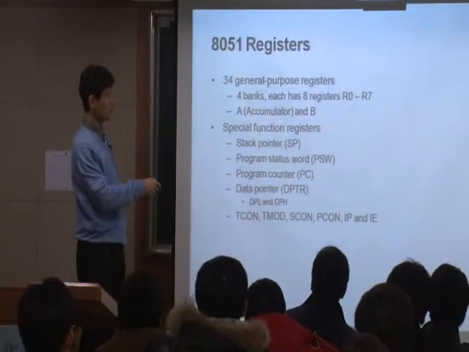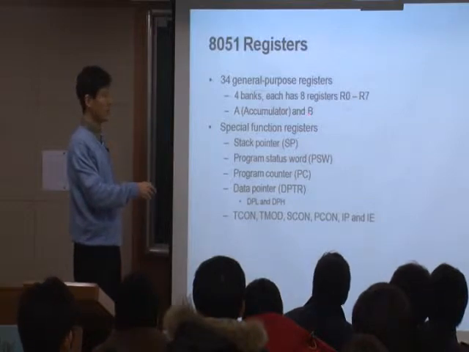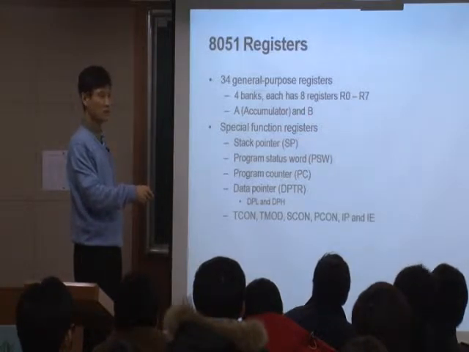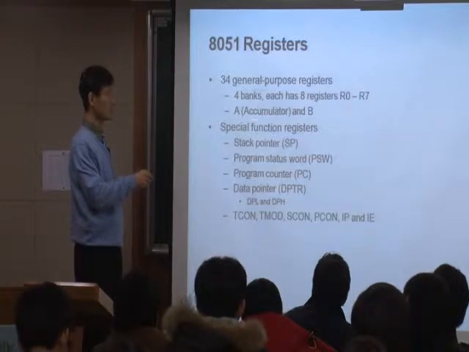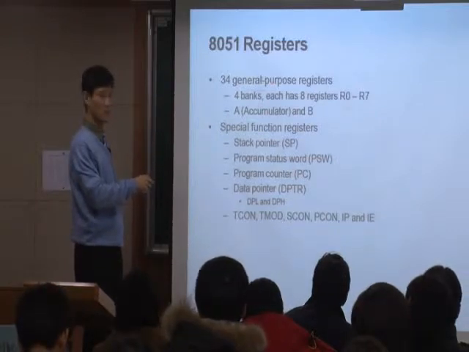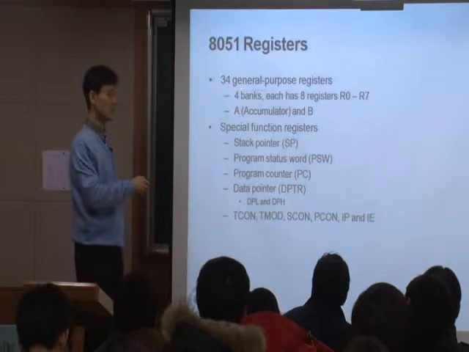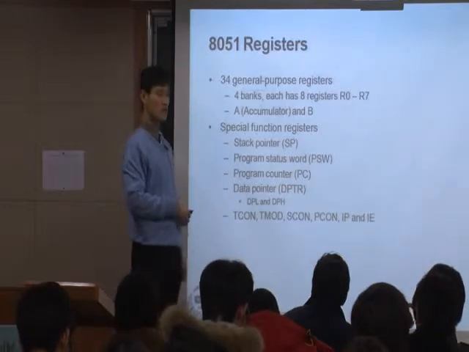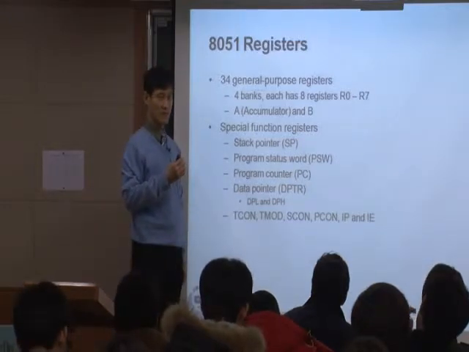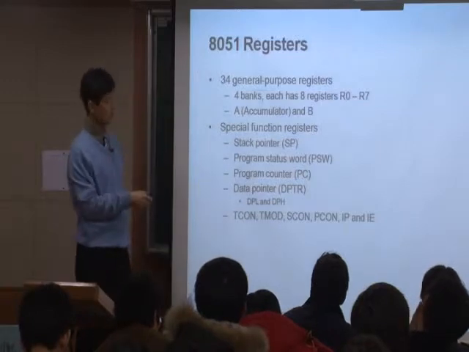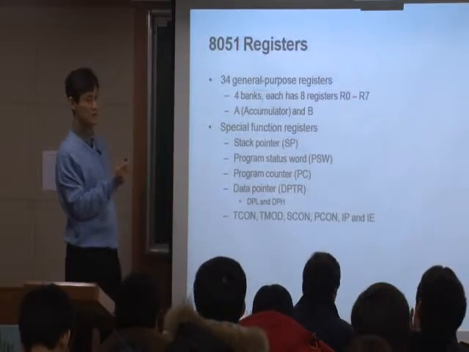And we have the accumulator. Also, we have the B register. So we have 32 plus A, B. So we have 34 general purpose registers. General purpose means that you can use these registers for whatever you want, any purpose. Okay? So we have these many registers.